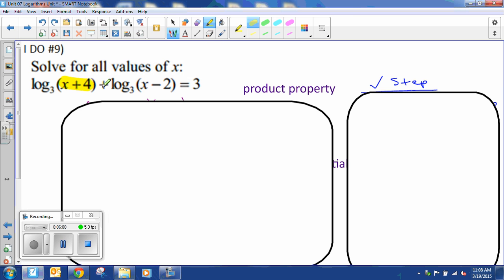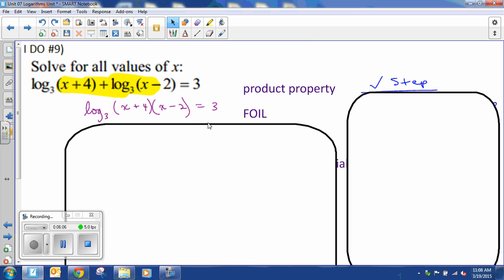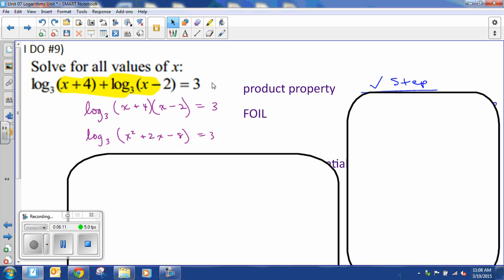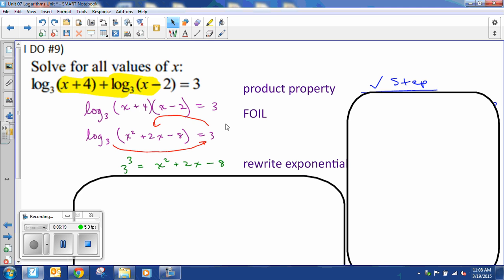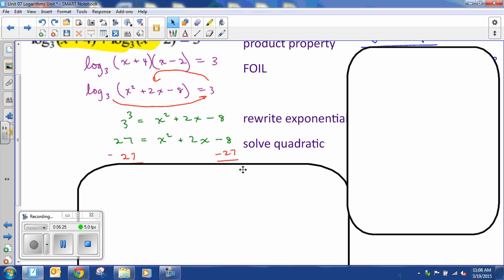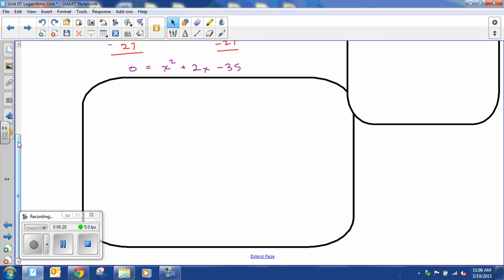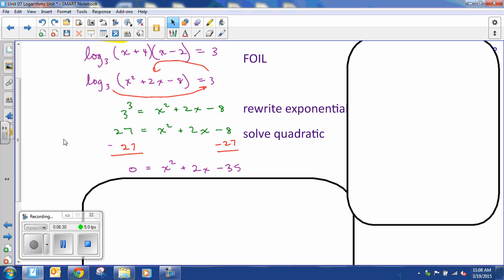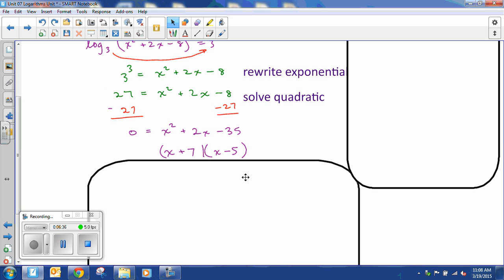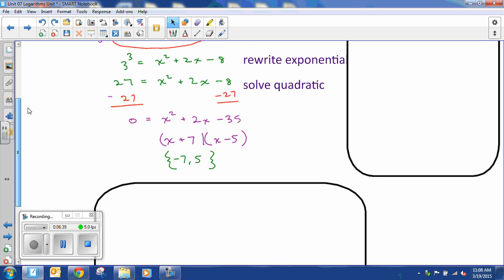First thing you must do is condense using the product property. So we have x plus 4 times x minus 2. We must FOIL. We get x squared plus 2x minus 8. Next thing you do is rewrite this as an exponential. So we go around the world, and 3 cubed equals x squared plus 2x minus 8. 3 cubed is 27, so we solve the quadratic, minus 27 on both sides. X squared plus 2x minus 35, so we must factor, and we end up with x plus 7 times x minus 5. And our solution set is negative 7, 5.